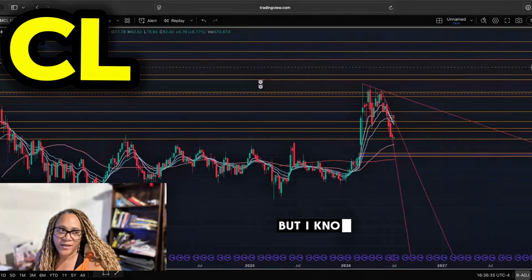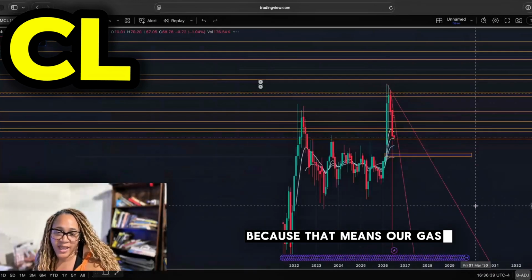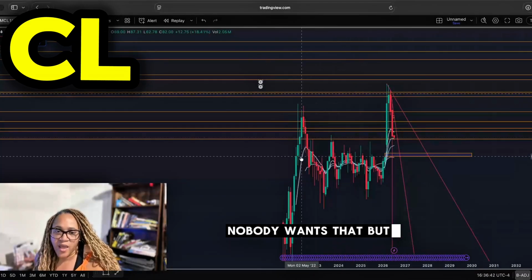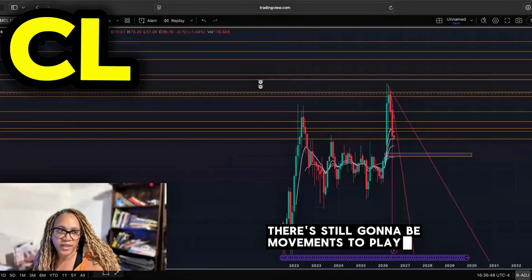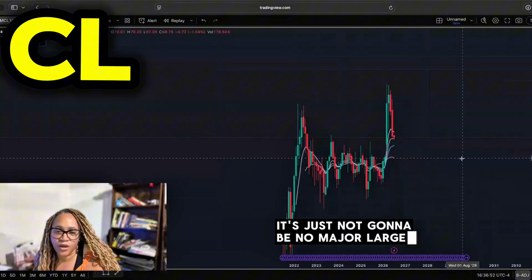But a buy back up, I know nobody wants the oil to be high because that means our car prices are high. Nobody wants that. But we've already seen what happens. It'll sell down, consolidate for some time. There are still going to be movements to play that we can do. It's just not going to be any major large moves for it.